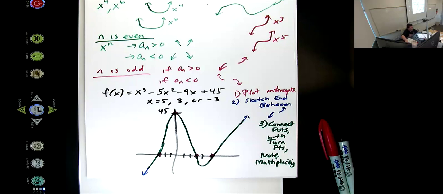So let's take a look at this graph on Desmos. Is everyone ready? Yes. You don't even have your pen in your hand. You better be ready.